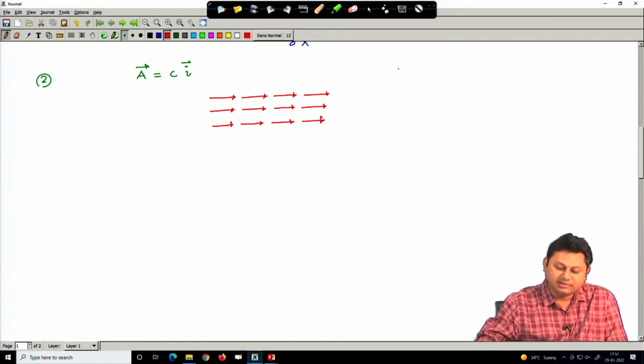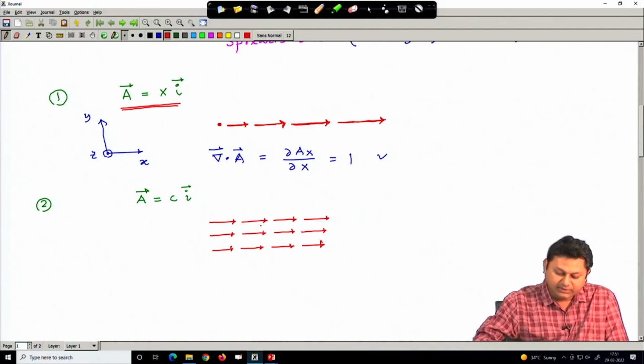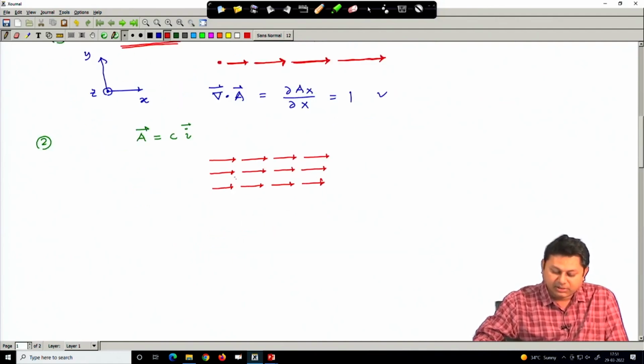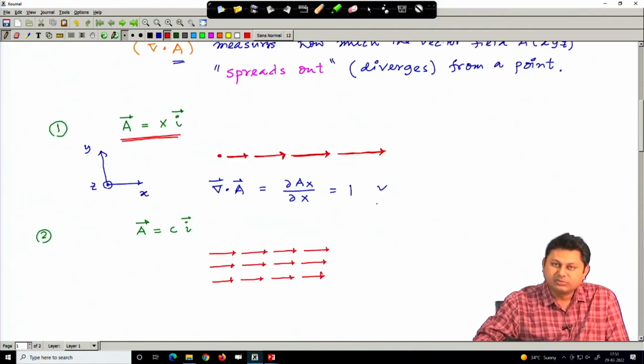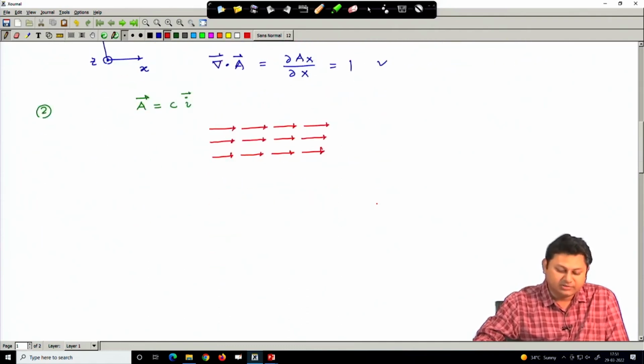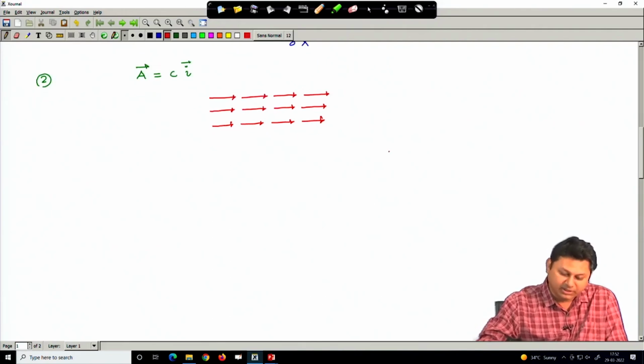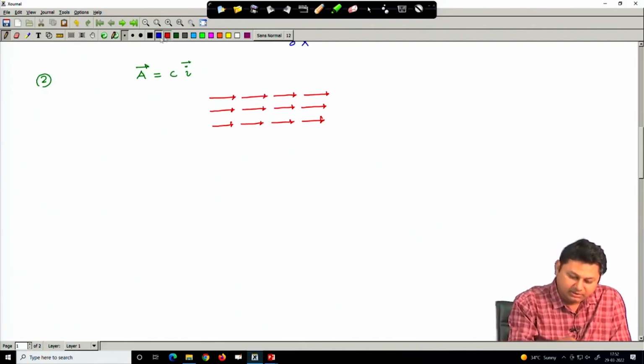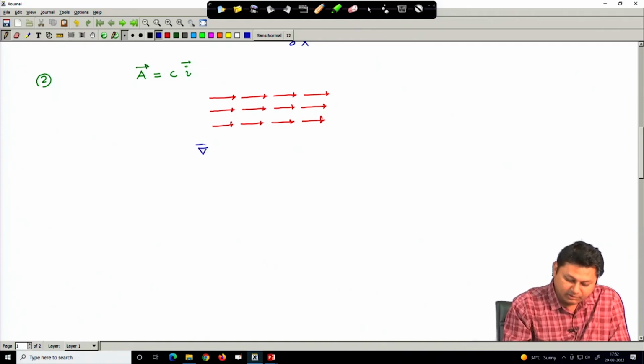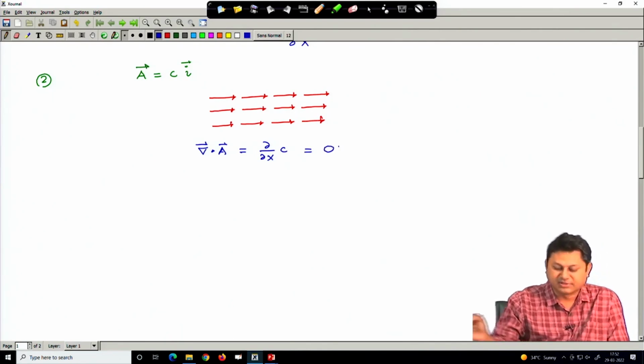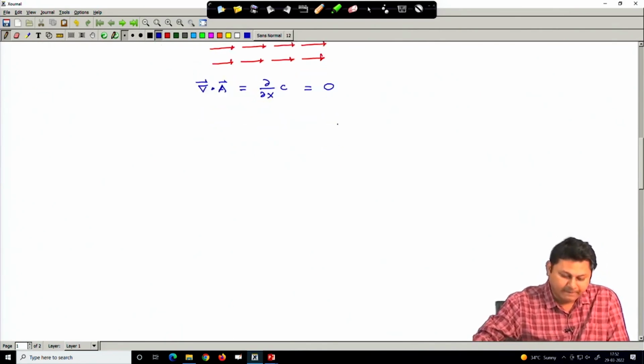Now, the question is, this vector whatever I depicted, is it spreading out? And the answer is no, it is not spreading out, it is a constant thing, it is moving. And also if I calculate the divergence of this given vector A, I will find this is del x over a constant, and that is 0. So this is zero divergence, that means it is not spreading out.